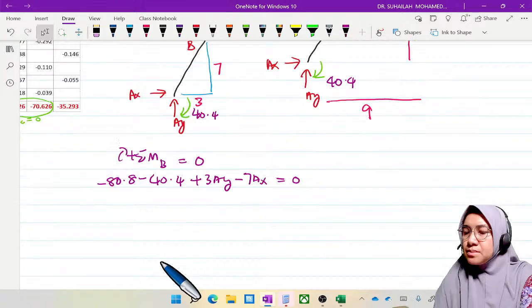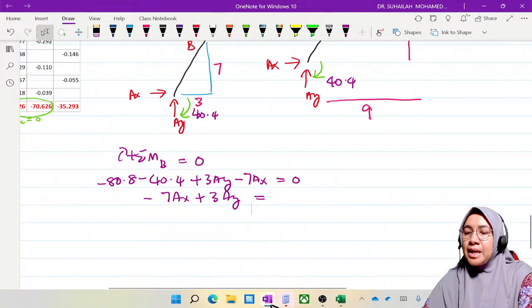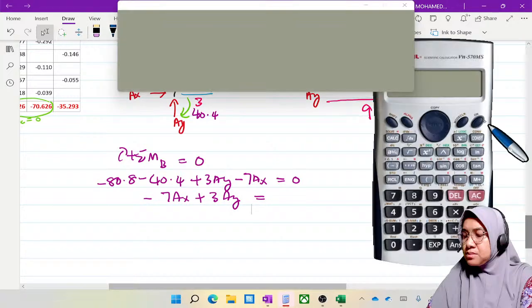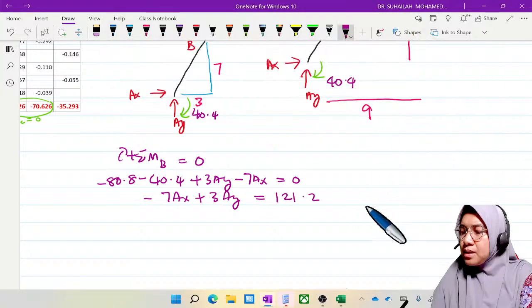So we simplify this, we get 3AY minus 7AX, or we should write AX first: negative 7AX plus 3AY is equal to 80.8 plus 40.4, which is 121.2. So this will be the first equation.